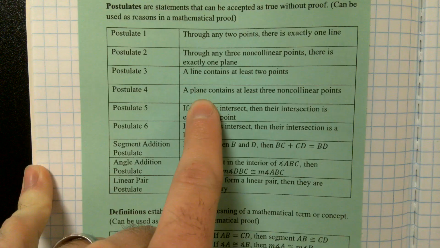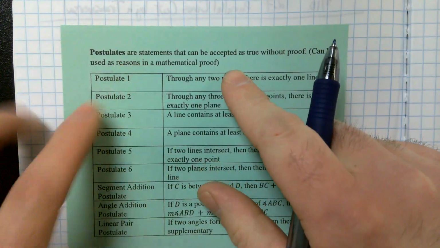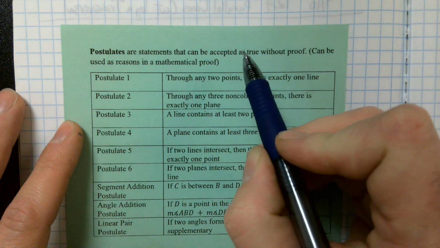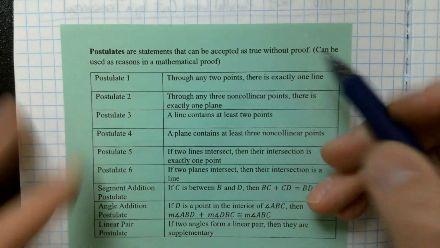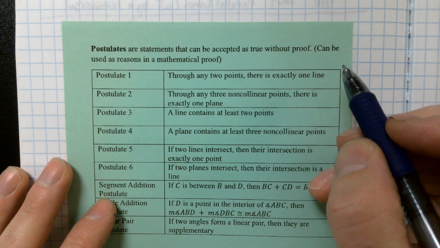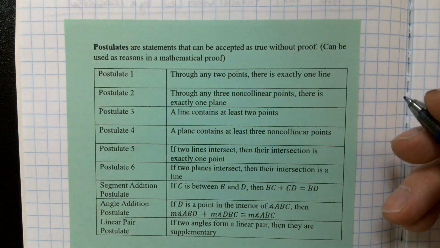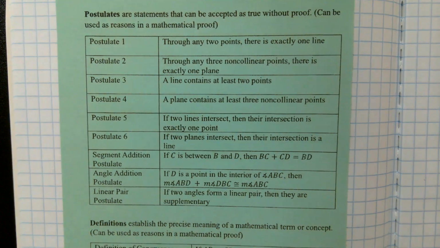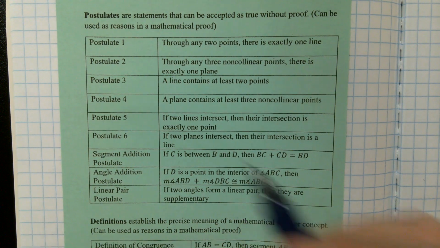Wait, did I read what a postulate is? Oh, sorry. We didn't read what postulates are. Postulates are statements that can be accepted as true without proof, which is why these all seem so obvious. So these are basically reasons that we're going to use when we see what a proof looks like. So these are basically just like givens. These are things that we should already know.